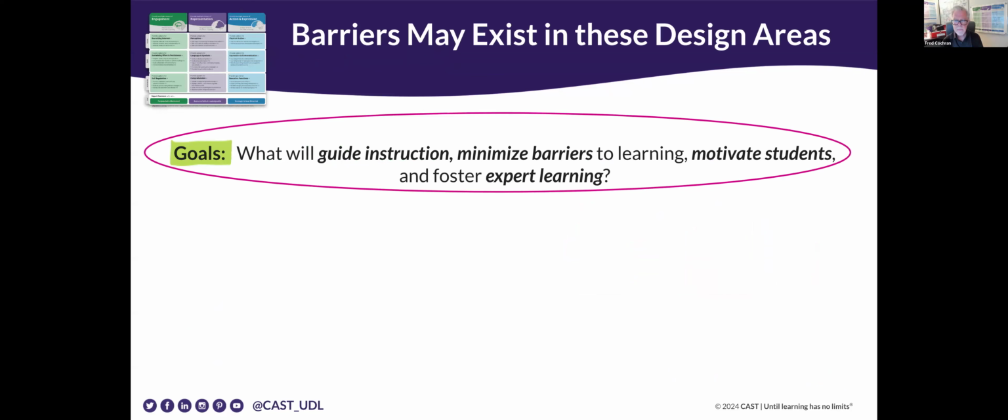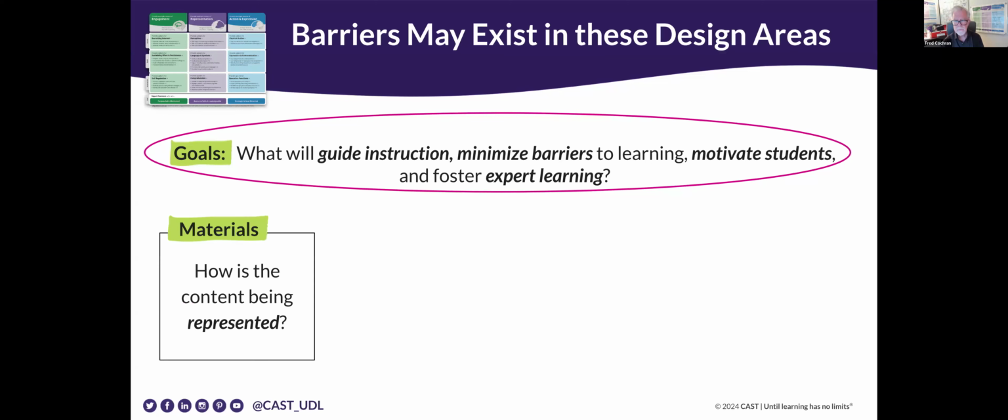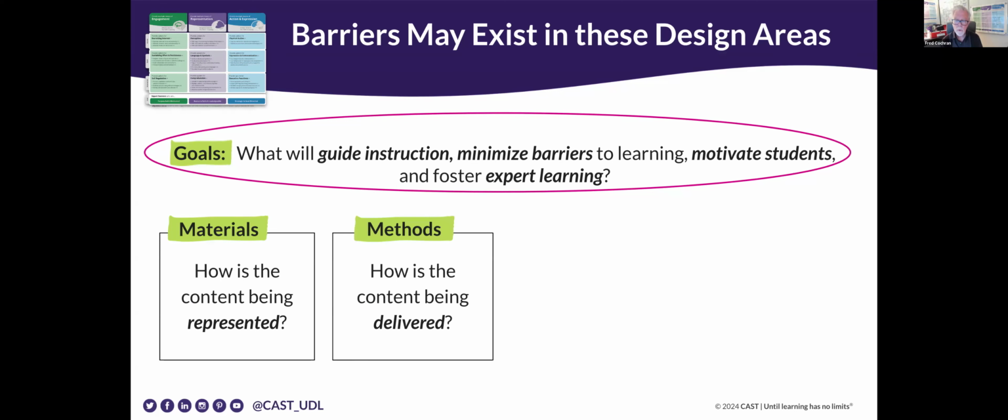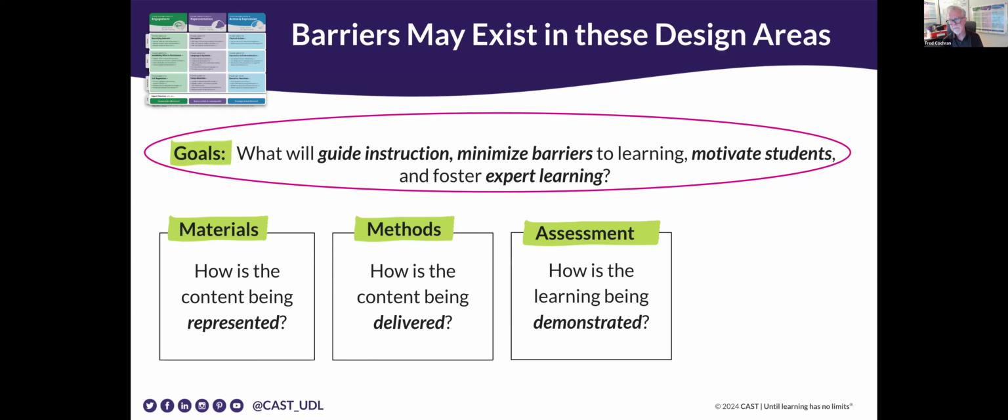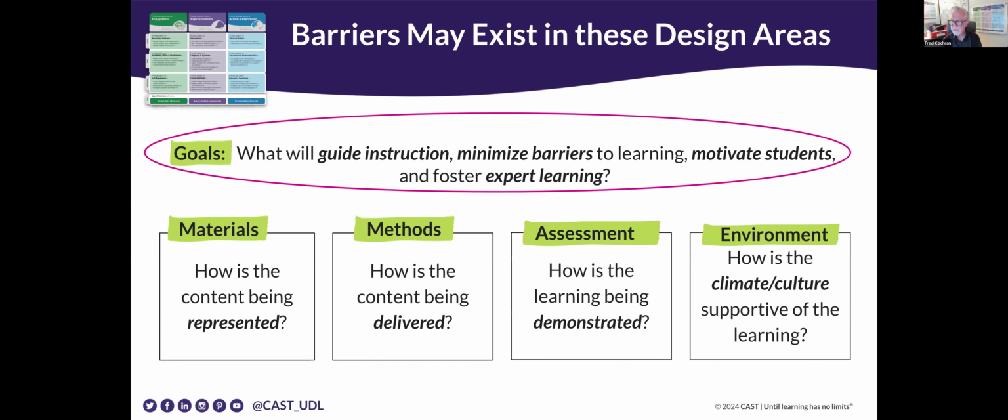So keeping in mind what will guide your instruction and help you minimize barriers to learning, how are you going to motivate students and foster expert learning? Remember the materials: how are we going to represent the content? The materials are very important, as well as how we are going to deliver the content. What are the methods that are going to be used? How will the assessment be demonstrated? Very important, as well as the environment. So how are the climate and culture supportive of the learning?